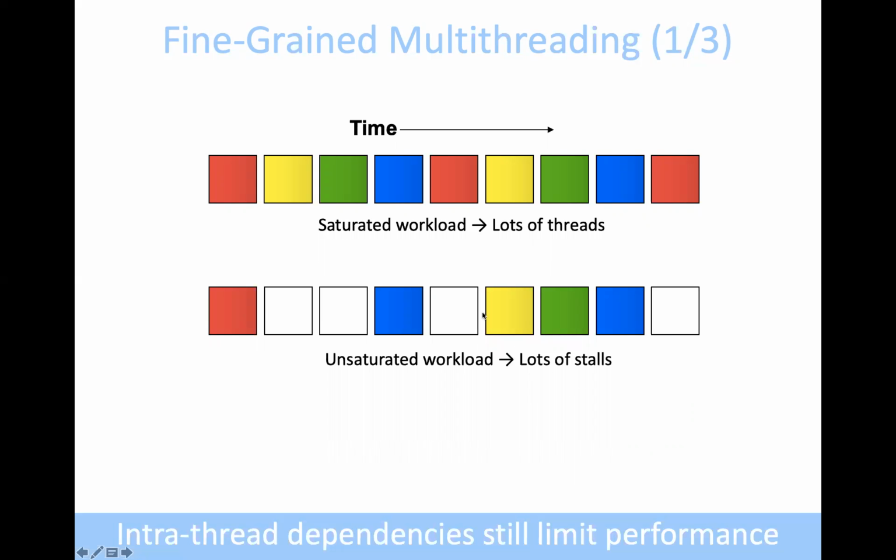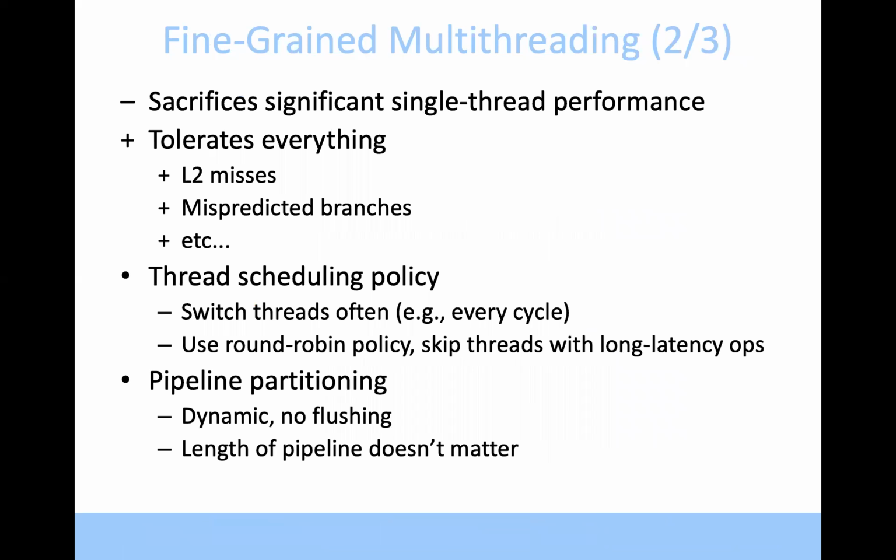And that may be just because at this point this thread was waiting for some operation to return. It's not that the thread doesn't exist. It may be waiting on memory or something of that sort. And if you have any intra-thread dependencies, you have performance limits, right? So fine-grained multi-threading is the extreme where you sacrifice a lot of single-thread performance because you're constantly doing these switches, a lot of overhead from that. But it tolerates everything, right?